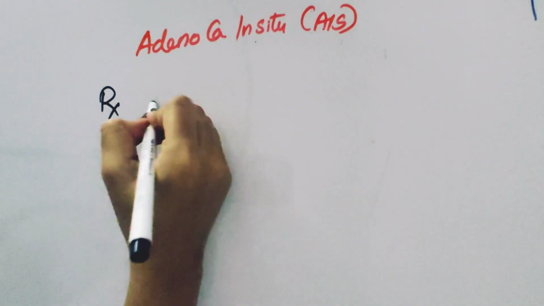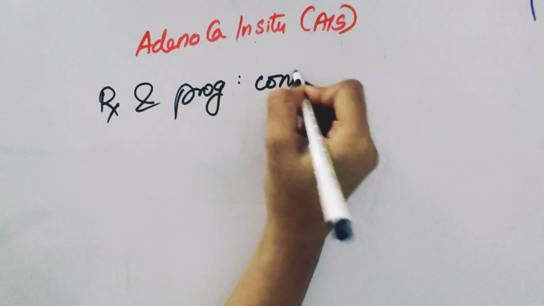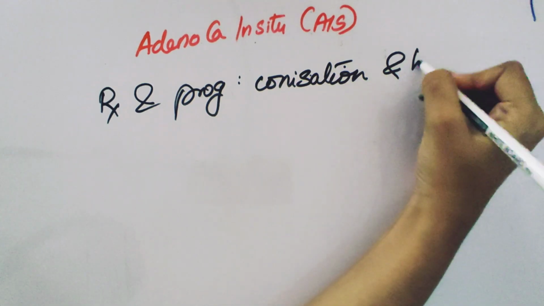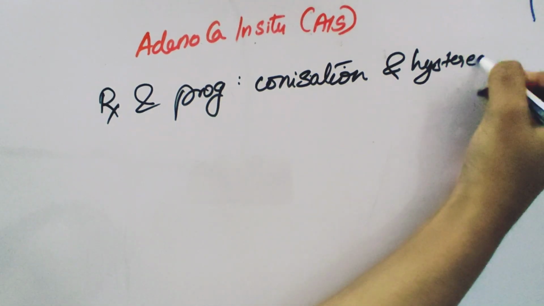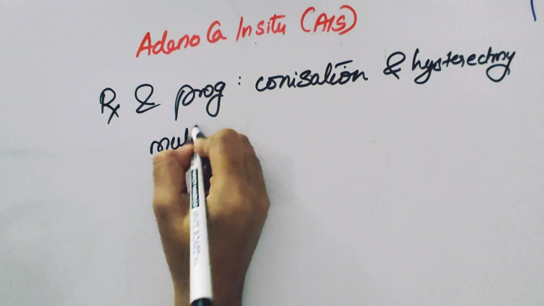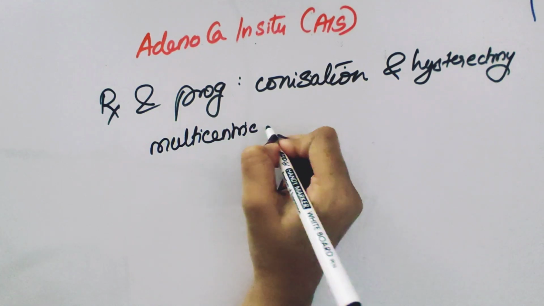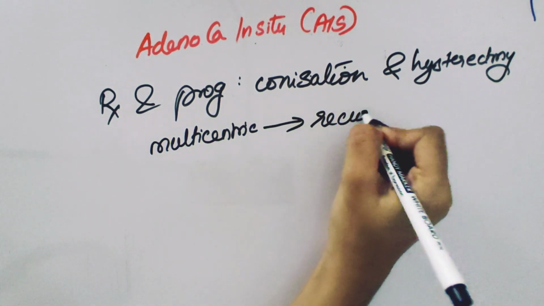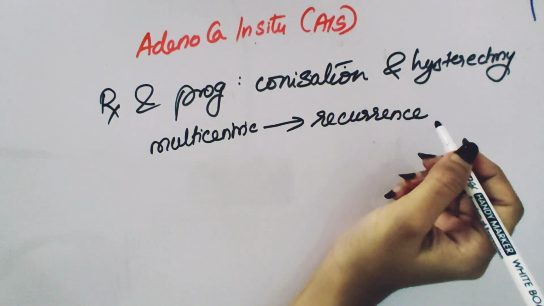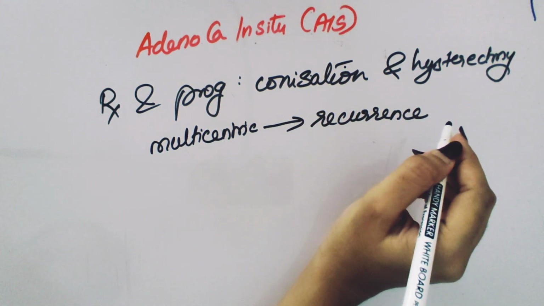So what is the treatment and prognosis of this lesion? Treatment is mainly conization, the cone biopsy that you do, or else you can directly go for hysterectomy as well. So ma'am, why for a precursor lesion are you going for a hysterectomy? Because these lesions are usually multicentric in nature. Because of that they can cause recurrence even after the conization. So it's better to go for hysterectomy if you are sure about an adenocarcinoma in situ lesion.